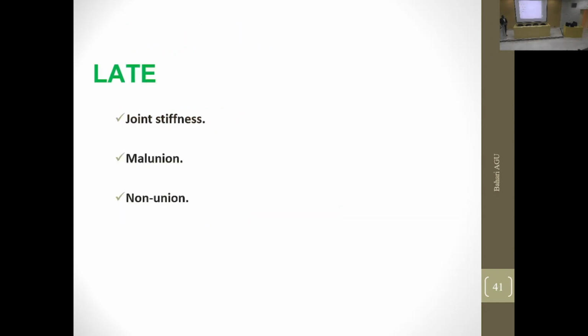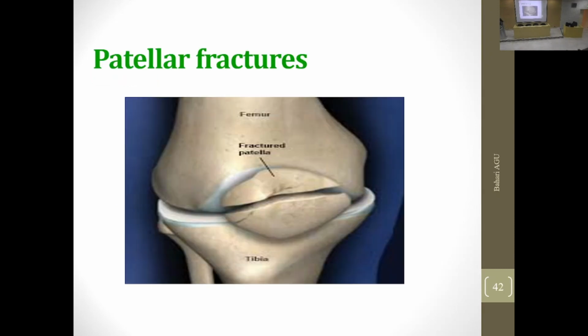Now the complications that can happen late are joint stiffness, malunion and non-union in this type of fractures. Patellar fractures: we know that the patella acts as a pulley, like a pulley that moves easily above, facilitating the movement of the knee between the quadriceps and the patellar tendon over the knee, and this will increase the range of movement of the knee. So the patella is part of the extensor mechanism.